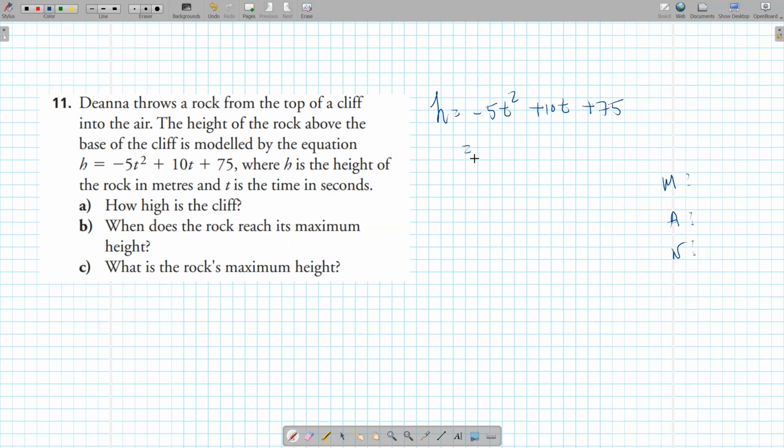A t. Not a t, because 75 doesn't have a t. We can't pull out the t. Oh, a 5. A -5. Okay, let's pull out a -5. We're going to pull out whatever that is. If we pull out a -5, what are we left with in the bracket is the question.